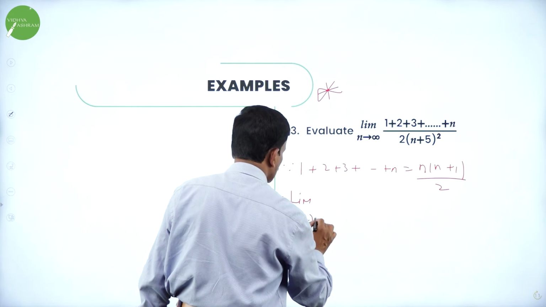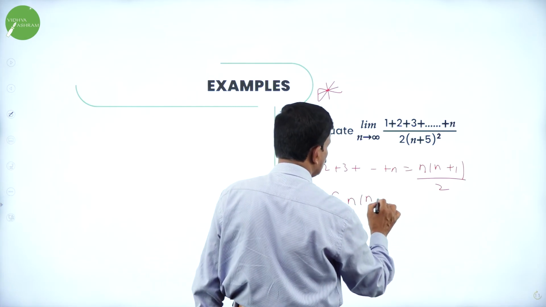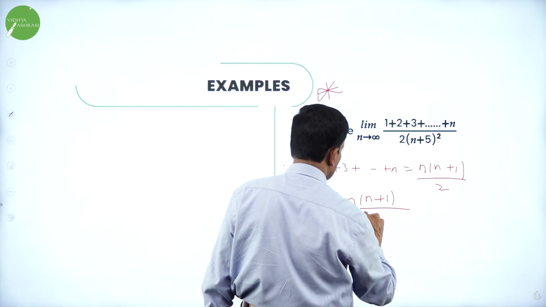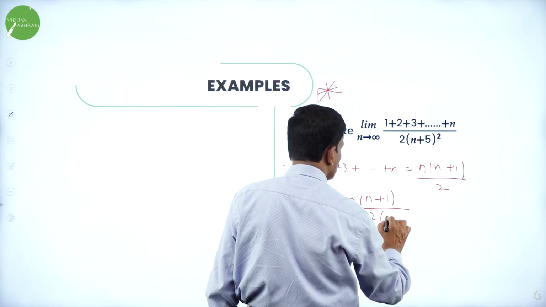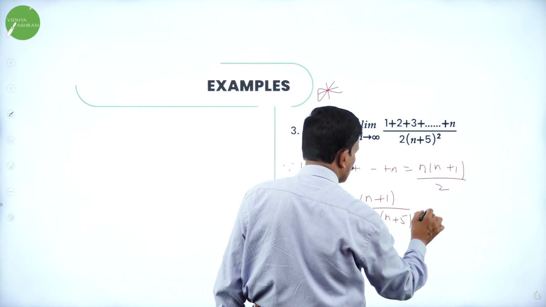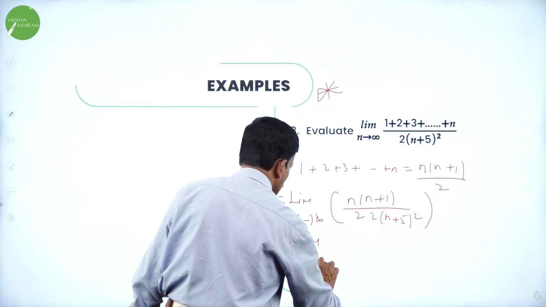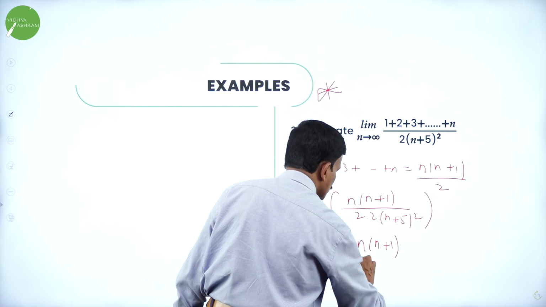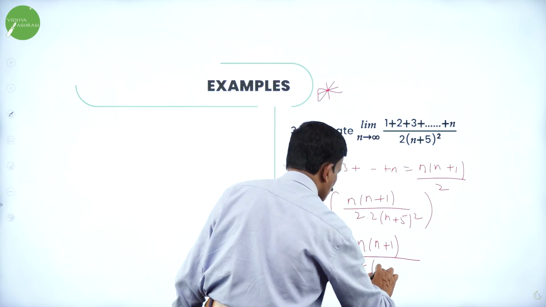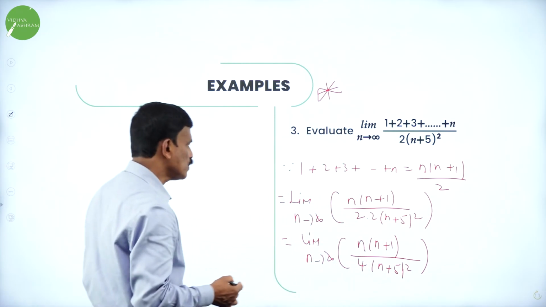Limit n tends to infinity of 1 plus 2 plus etc. n is n into n plus 1 divided by 2, into this as it is, that is 2 into n plus 5 whole square. So, this can be written as limit n tends to infinity of n into n plus 1 divided by 2 into 2 is 4, into n plus 5 whole square. So, you can simplify this.